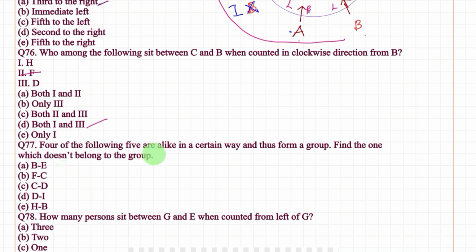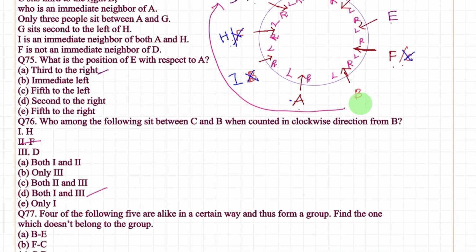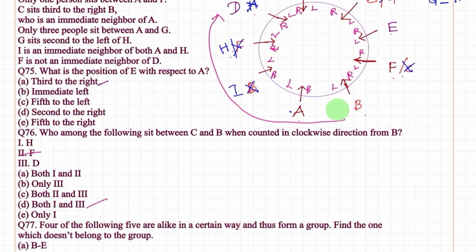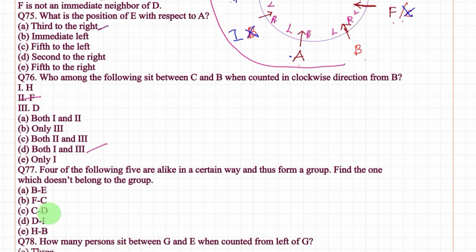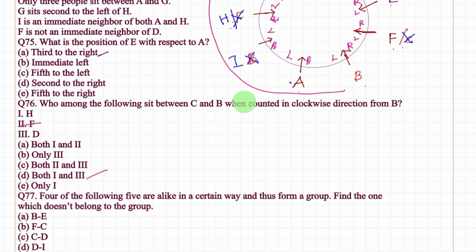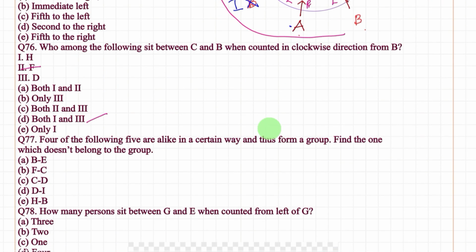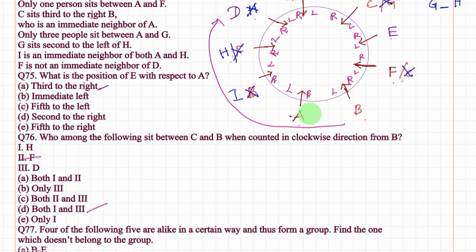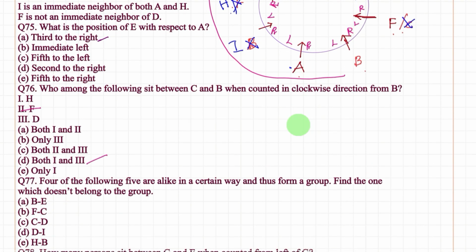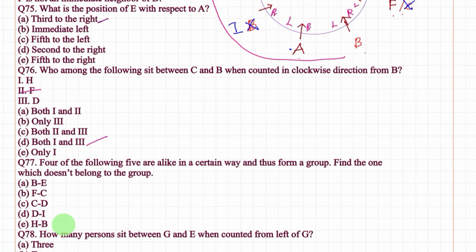Question 77. Four of the following 5 are alike in a certain way and thus form a group. Find the one which does not belong to the group. So B, it's one person between. F and C, it's one person between. C and D, it's one person between. D and I, it's one person between. H and B, there are 2 persons between. So that is the only option that is not like the others.